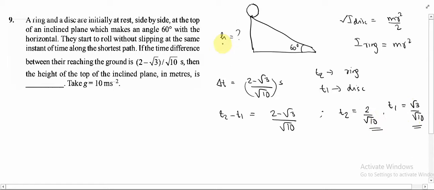Now we have to find the height h of the inclined plane. For that we need to mark all the forces associated here. First of all there is the weight mg acting downwards, and if you resolve this weight we get mg sin theta and mg cos theta. Also there is a frictional force Fs acting along the surface.